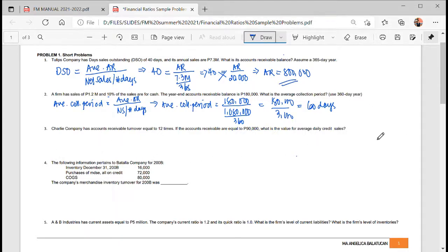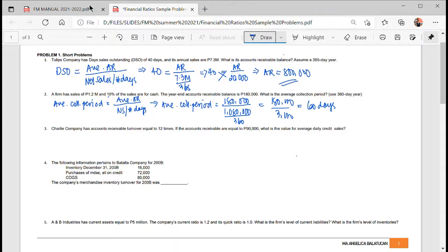Not given man how many days in a year, so you can use here 365 days or 360 days depending on what will meet the final answers in the choices, because usually multiple choice man ni siya. So depende kung unsa may mogawa sa choices ani. So you can use 360 or 365. But the first thing that you're going to do is you need to get, of course, how much is the credit sales.